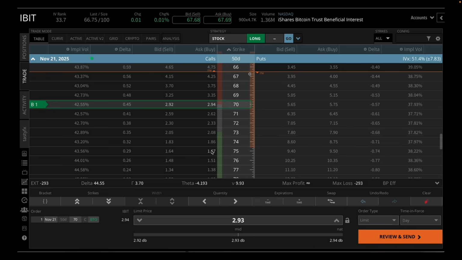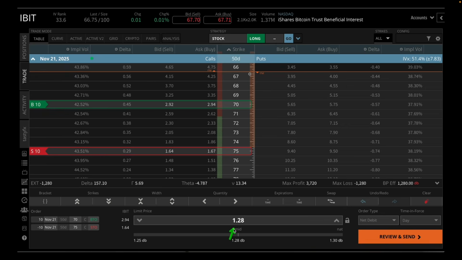So in this scenario, I'm interested in purchasing the 70 strike call option and selling the 75 strike call option. And we can see here that this would cost $1.28 per contract, and I want to enter into 10 contracts. And this would leave me with positive 157 delta, negative theta of just shy of 5, a positive vega of 13, a max profit of $3,720, and a max loss of the debit paid, which would be $1,280.